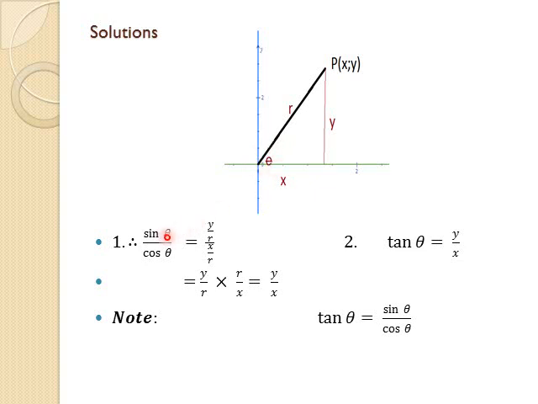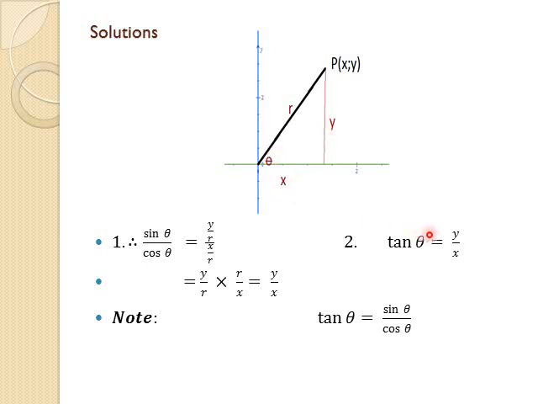So to find sine theta divided by cos theta, I need to remember sine theta equals opposite over hypotenuse, or y over r. Cos theta is adjacent over hypotenuse, or x over r. I have fraction divided by fraction, so I change division to multiplication. It becomes y over r times r over x. So the r and the r cancel, and I'm left with y over x.